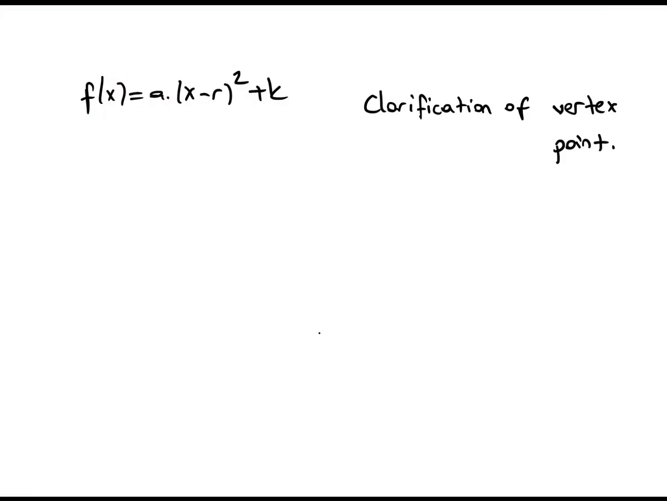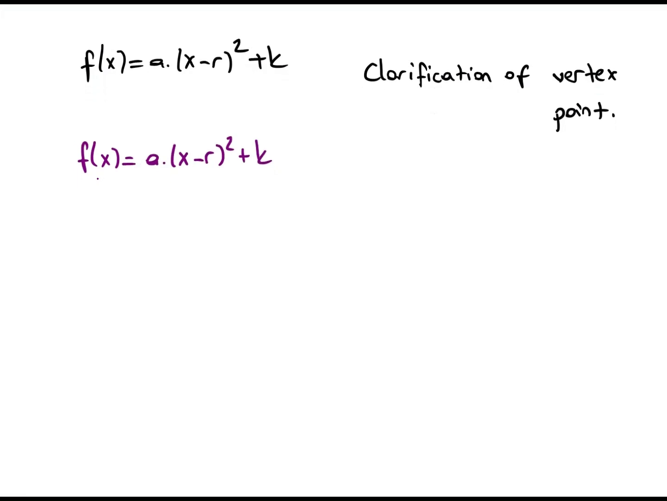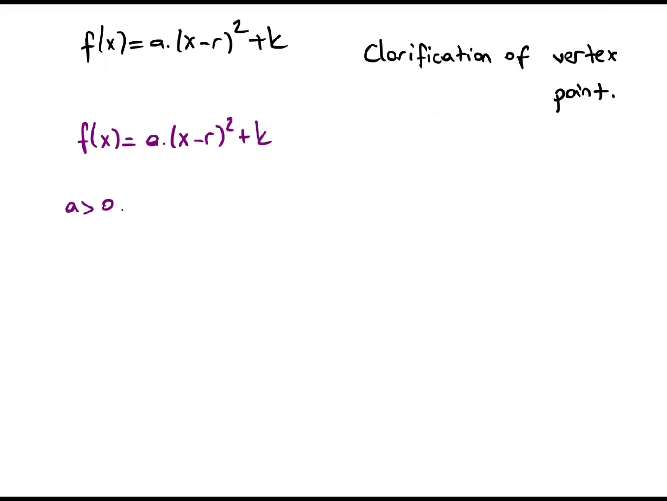Hello everyone, today I'm gonna explain what the vertex point is. The vertex point can be either the minimum or the maximum value of a function. So let's think about the function which is written like f of x equals a times (x minus r) squared plus k. So let a first be greater than zero.